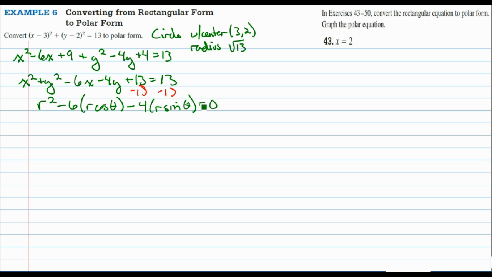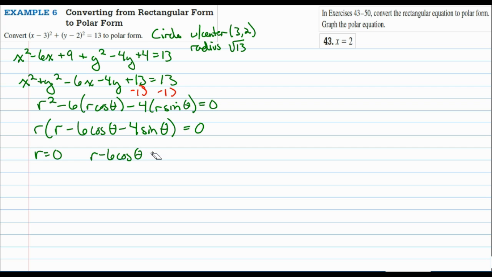And when equations are set equal to 0, the easiest way to solve is by factoring. So each of these has an r in common, so I'm going to factor out an r. So now either r equals 0 or r minus 6 cosine theta minus 4 sine theta equals 0.